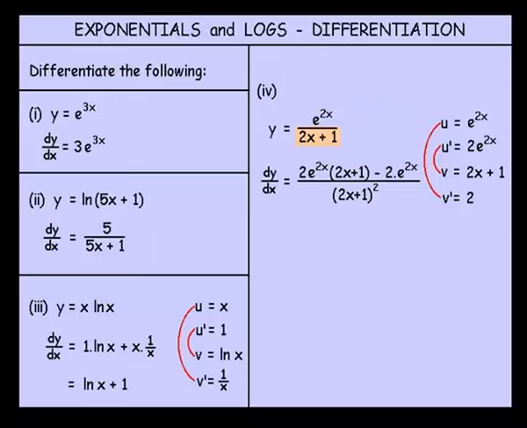Excellent. Now at this stage we can expand the brackets. So if we expand those brackets, we get 4x times e to the 2x plus 2e to the 2x. And on the end there, of course, it's got minus 2e to the 2x. It's all over 2x plus 1 squared. Now we look to collect like terms if we can. Notice we have 2e to the 2x, then we subtract 2e to the 2x. So effectively they cancel each other out. So we finally get our final answer, our derivative, equals 4x e to the 2x on top, all over 2x plus 1 squared.